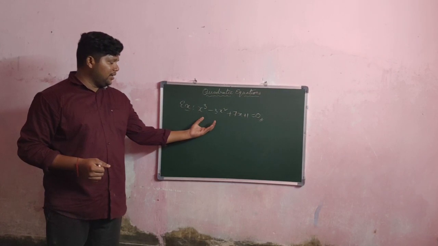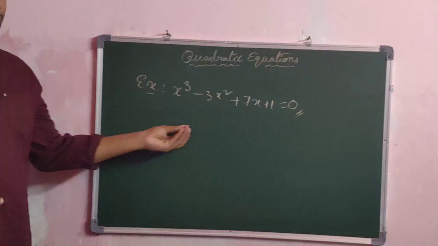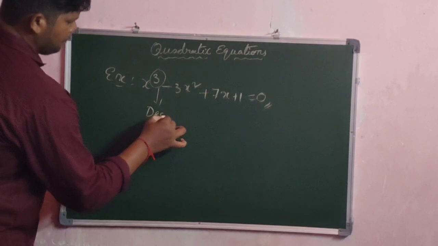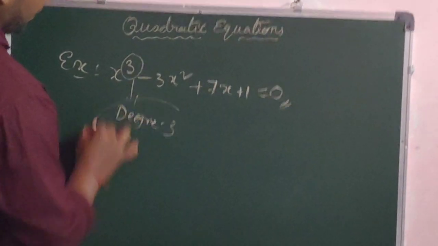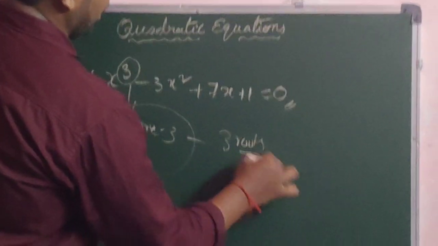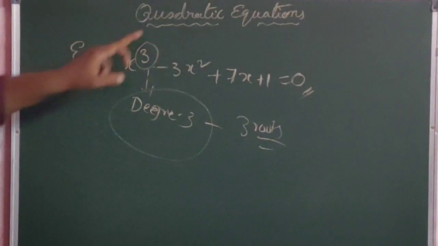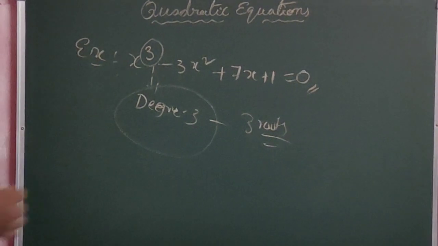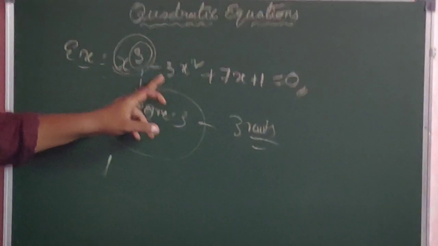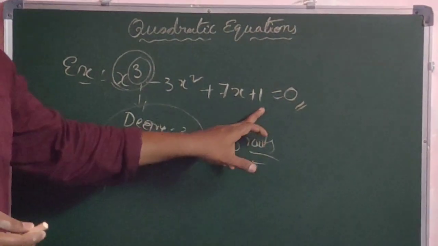The degree is the highest power of the given equation. The highest power is 3, so the degree is also 3, right. So how many roots does the given equation have? 3 roots, okay. What is the coefficient of x cube? The coefficient of x cube is 1, and the coefficient of x square is minus 3, the coefficient of x is 7. What is the constant? It is 1. Clear.